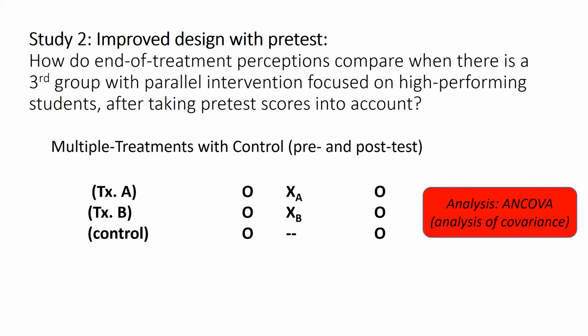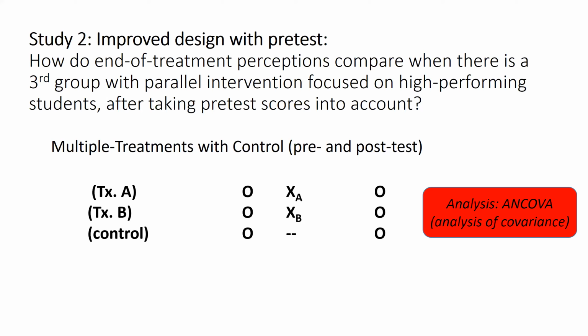Now, we might want to improve this study design by having a pretest. And then we might ask, how do end of treatment perceptions compare when there is a third group? Okay, so we have the 3 groups, parallel intervention focused on high performing students after taking the pretest scores into account. So we're going to essentially control for pretest scores. Those are called covariates. We're using those as covariates. We have a design that's a multiple treatments with control pre and post test, as shown with that notation.